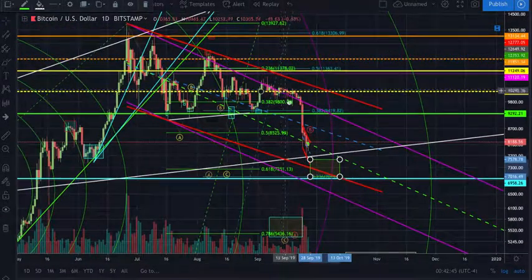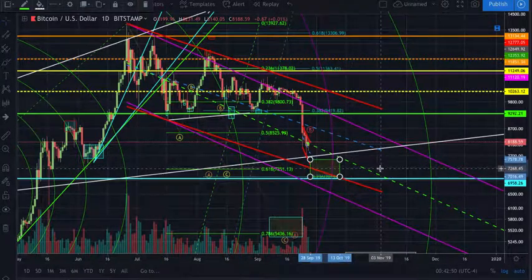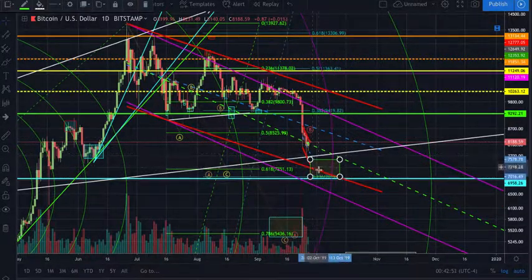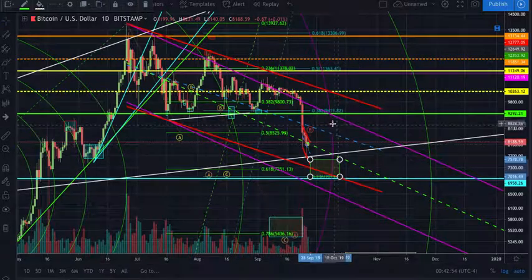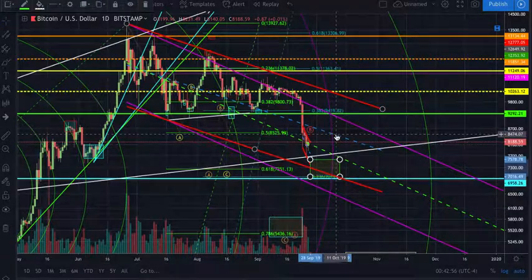So when we get to this one right here, what we're expecting is essentially a move back up, or a big dump leading up to it and then a move back up. But we're expecting a big move off of that.